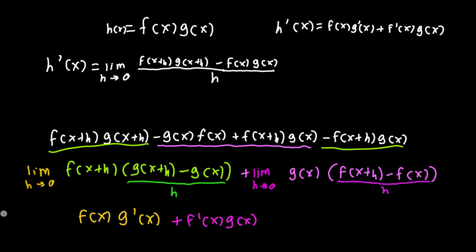It's just noticing the pattern where we see f of x plus h minus f of x. We could rewrite that as our limit definition for f and g and get f prime and g prime using the limit definition. So that's the whole process of how to get the product rule for derivatives.